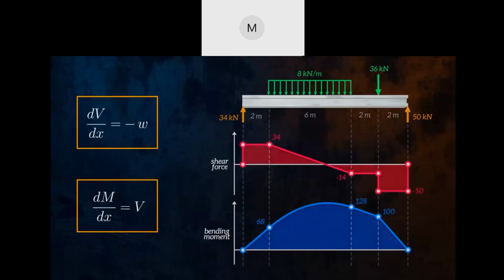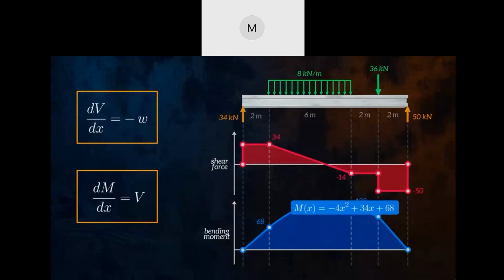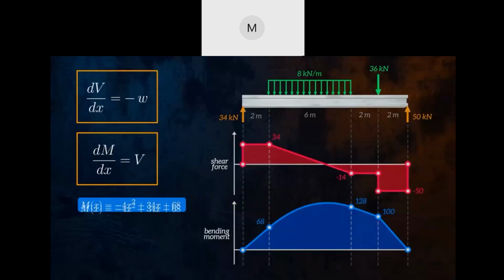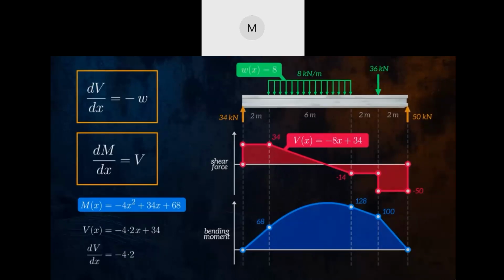By using the free body diagram method, we can show that the bending moment curve for the section of the beam under the distributed force is defined by the quadratic equation negative 4x squared plus 34x plus 68. If we differentiate this equation, we get negative 8x plus 34, which based on the dM/dx equation above, we now know is the equation for the shear force curve in this section of the beam. If we differentiate again, we get negative 8, which is the equation for the distributed force.